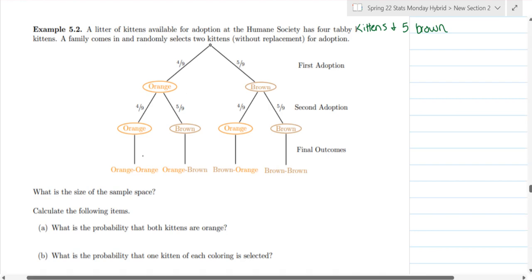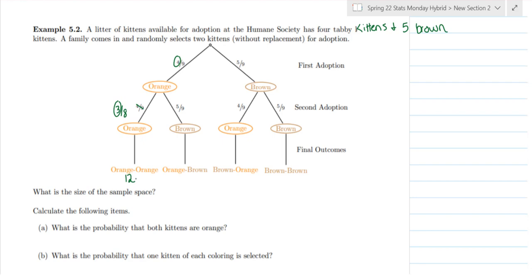Okay, so here for orange cats, you would have 4 out of 9. So 4 out of 9 orange cats. But then on the second draw, there's only 3 orange cats left. And there's only 8 total cats left because we already got an orange cat and there's 1 less cat in the litter. So we would do 4 times 3. There's 12 ways that I could get orange and then orange. Okay, with my different cats.